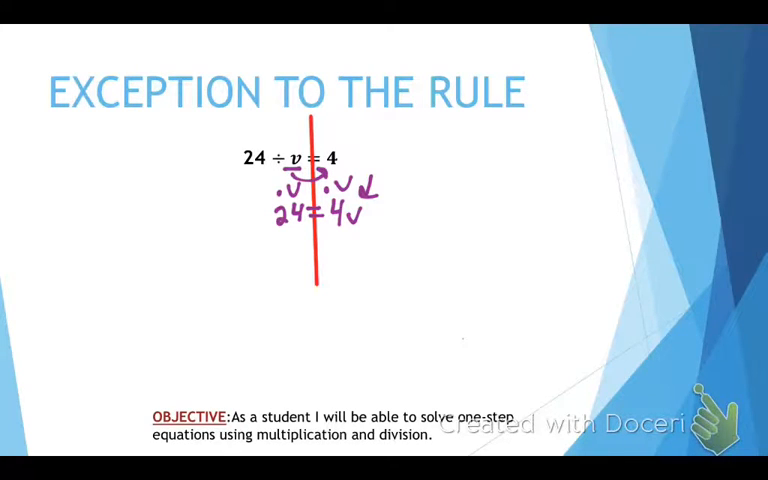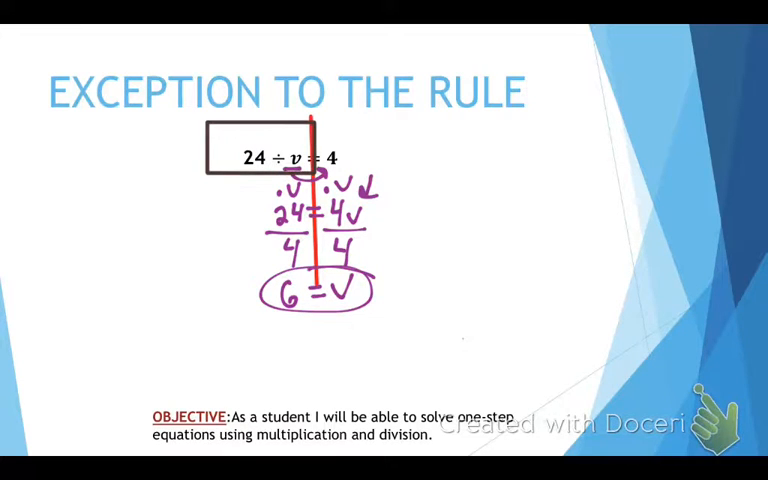Okay, so we have the variable attached with a multiplication. How do we get rid of multiplication? We divide. 4 divided by 4 on both sides. 24 divided by 4 gives us 6, and that would give us 6 equals v. Okay, and if you look at the top, 24 divided by 6 does equal 4. So that is the exception to the rule. It only happens when the number comes first and we're dividing by the variable. It's the only time, because remember, when we divide and when we subtract, the order does matter. So that's why it happens here.